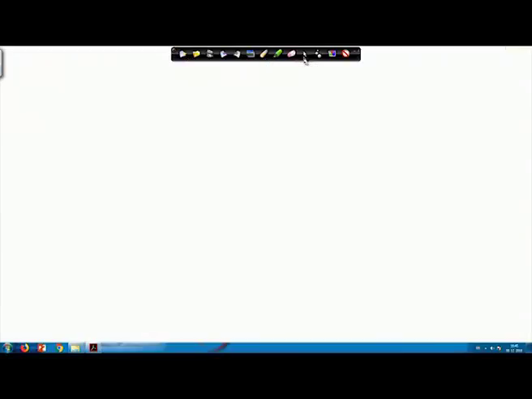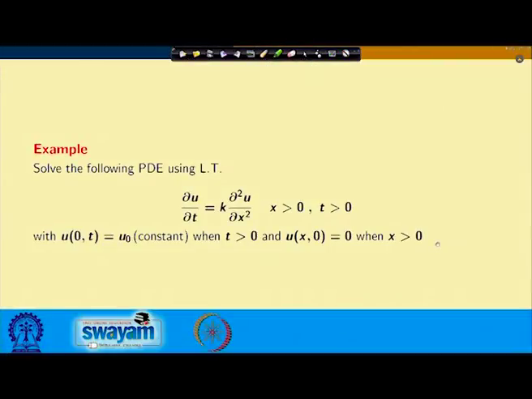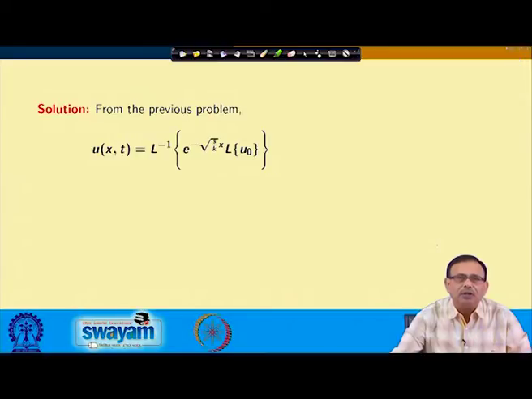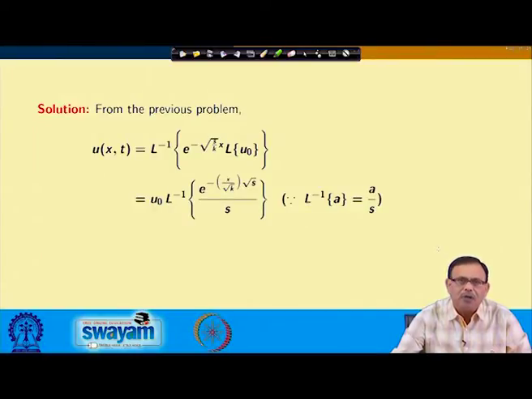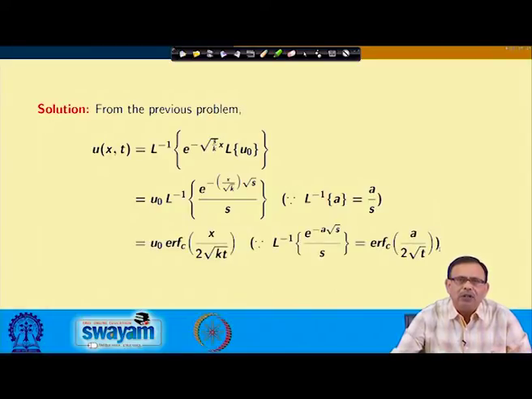So, for this particular problem, what we have done is directly written the solution u x t equals Laplace inverse of e power minus root over s by k into x, into the Laplace transform of u naught, and the Laplace transform of a is a by s, where a is constant, that way you are writing u x t. And the Laplace inverse of this function is the complementary error function of a by 2 root t, and therefore, you are getting the value of this one as the complementary error function of x by 2 root over k t.